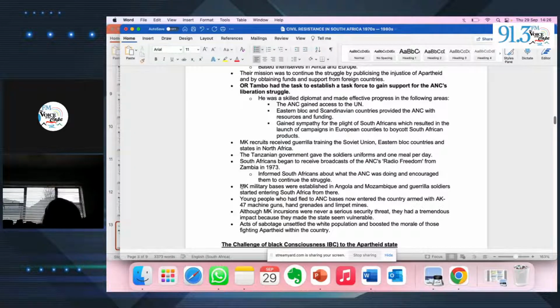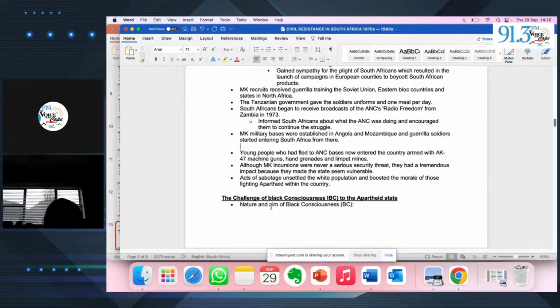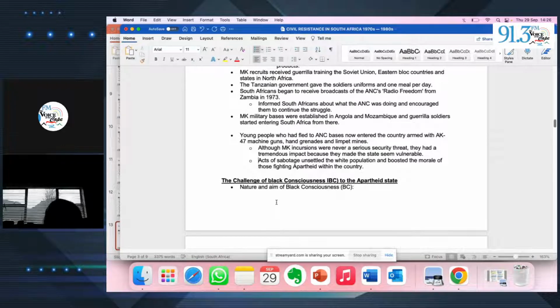The MK established military bases in Angola and Mozambique, and guerrilla soldiers started entering South Africa from there. Young people who had fled the ANC bases now entered the country armed with AK-47 machine guns, hand grenades, and limpet mines. Although MK incursions, so like attacks, were never a serious security threat, they had a tremendous impact because they made the state seem vulnerable. Acts of sabotage unsettled the white population and boosted the morale of those fighting within the country.